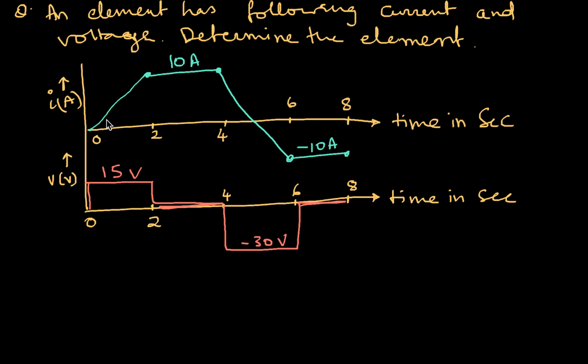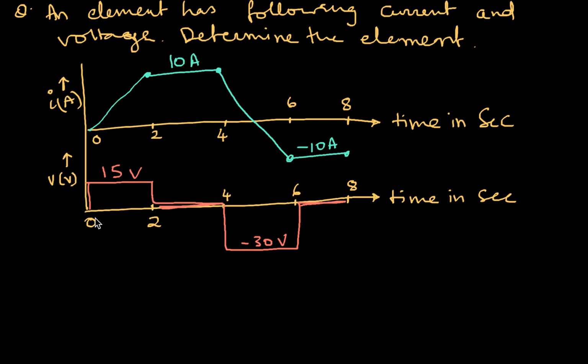So let's understand the diagram. In the above figure, current is there. So 0 to 4, this is time in seconds. The plot is given from 0 to 8 seconds, and the current is gradually increasing from 0, reaching 10 amperes at 2 seconds. Then it is maintained at 10 amperes. Then at 4 seconds the current starts reducing and reaches minus 10 amperes by 6 seconds, and then again maintains at minus 10 amperes. So this is about the current.